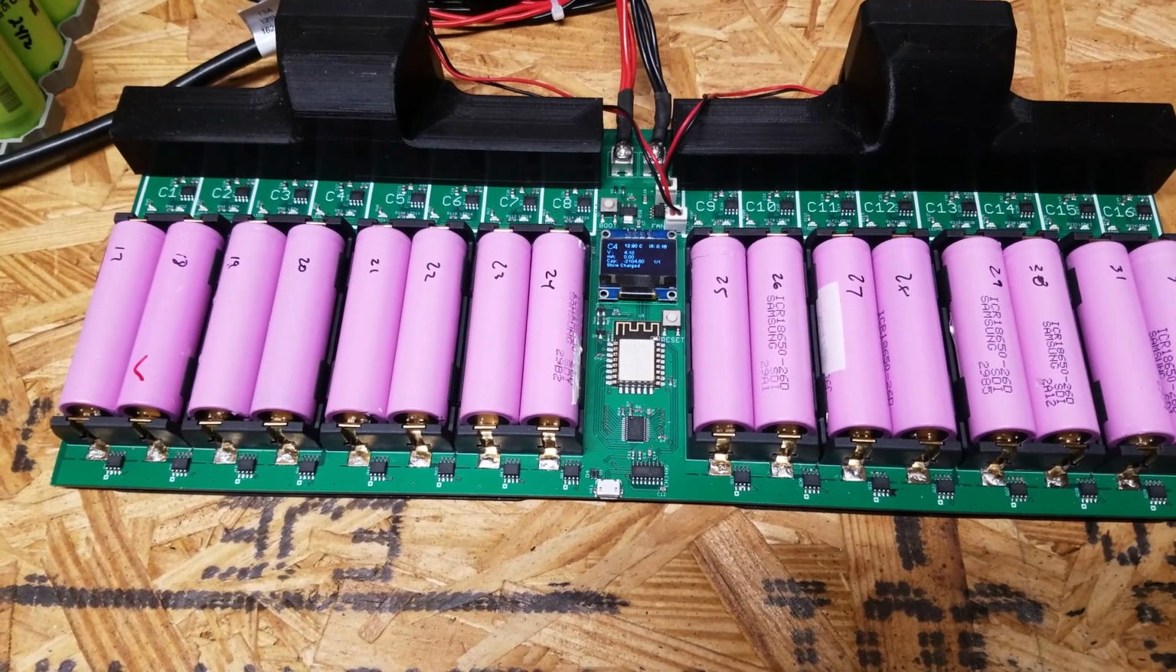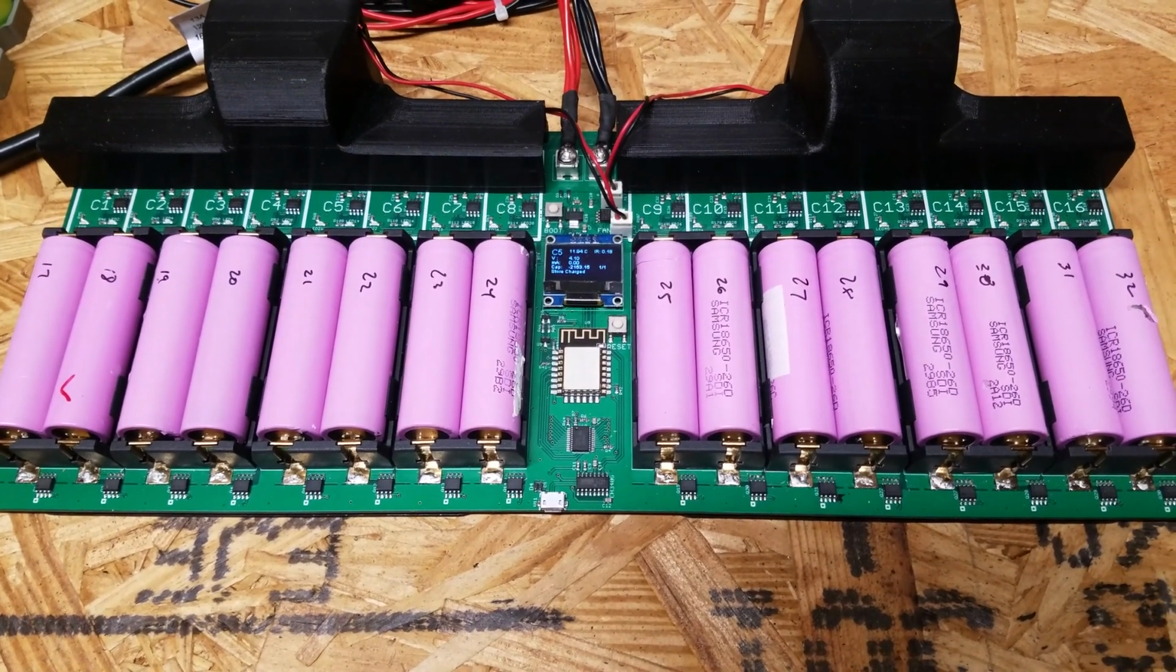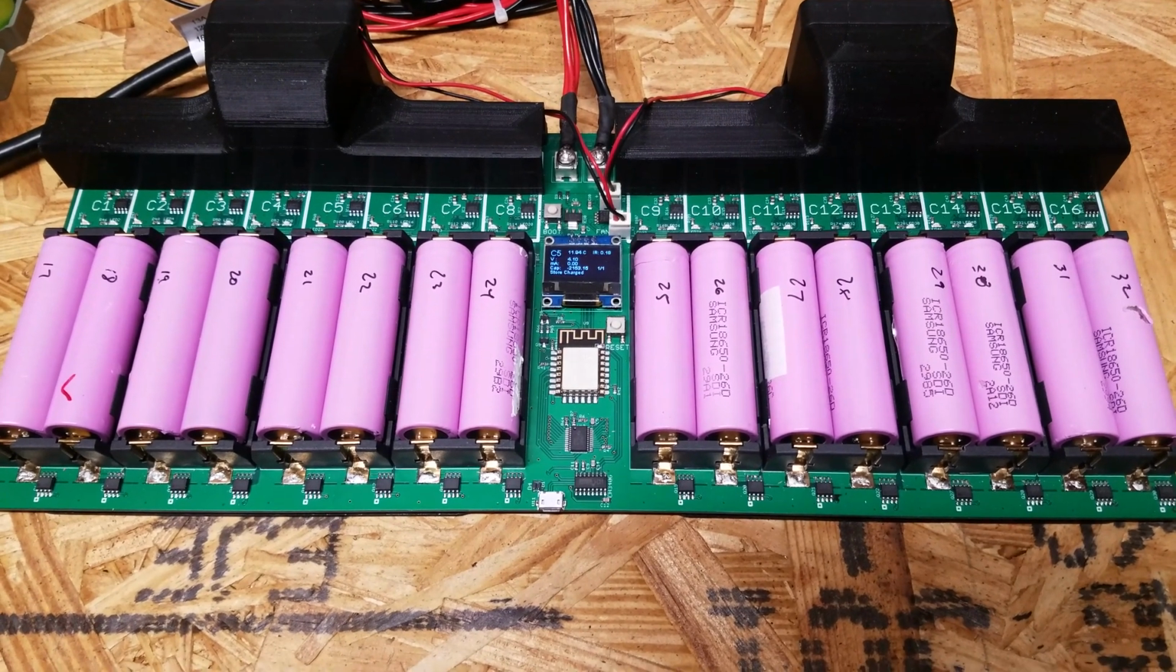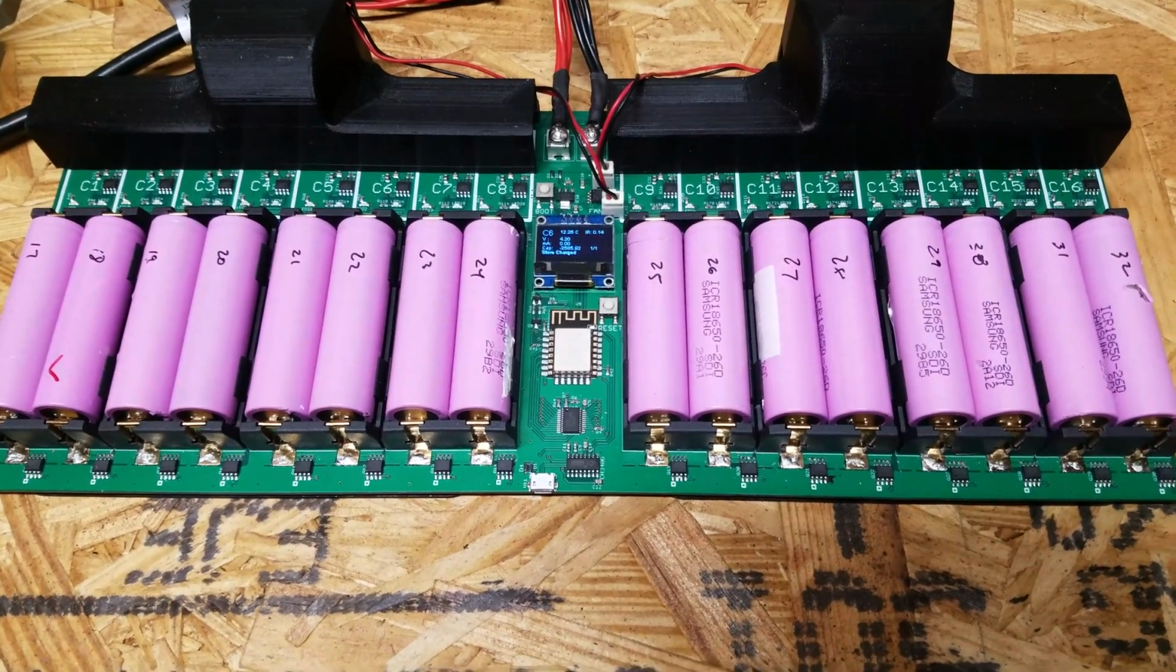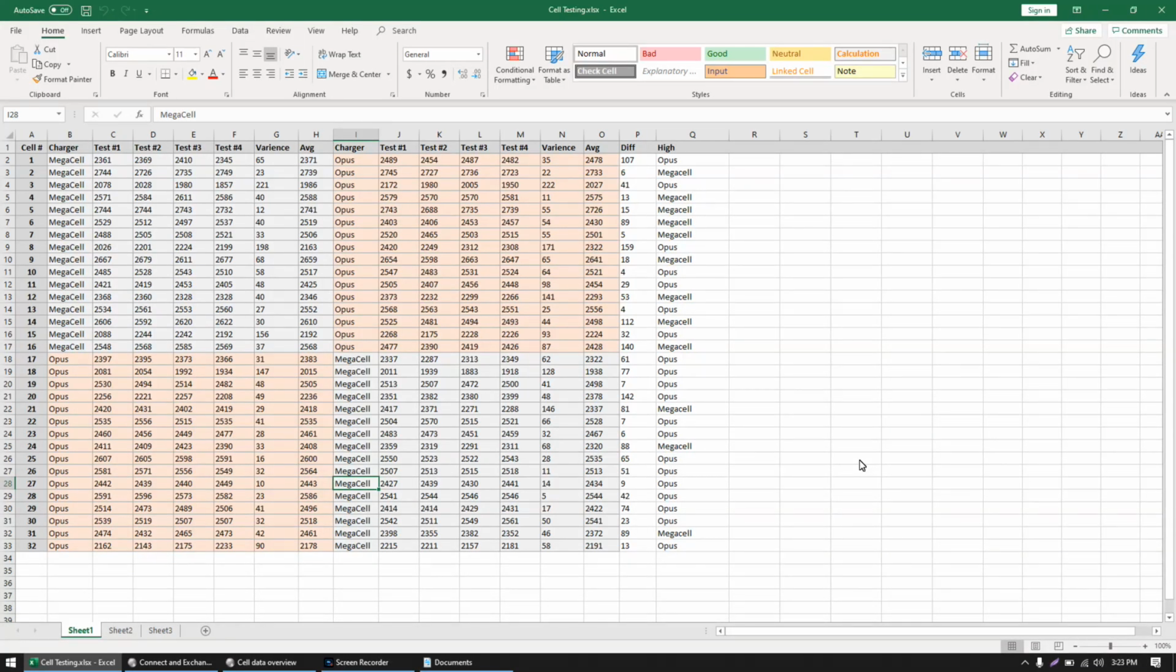Alright, I finished running all the tests. I actually ended up doing 4 tests on each charger, in addition to a few supplementary tests, so we have a lot of data to go through. I'm going to switch over to the laptop now and show you what I found. Alright, so here's the massive amount of test data I have hoarded.